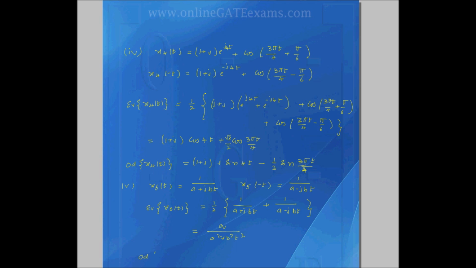Similarly, the odd part of x5 of t will be equal to 1 by 2 times 1 by a plus jbt minus 1 by a minus jbt. So if you simplify, this will be equal to minus jbt by a squared plus b square t square. Okay, so the odd part will equal minus jbt by a squared plus b square t square.